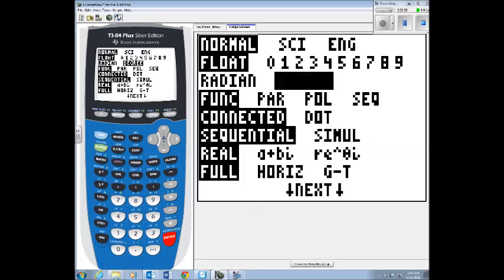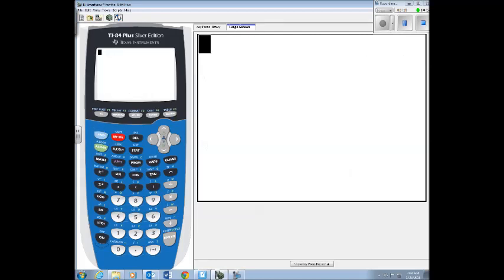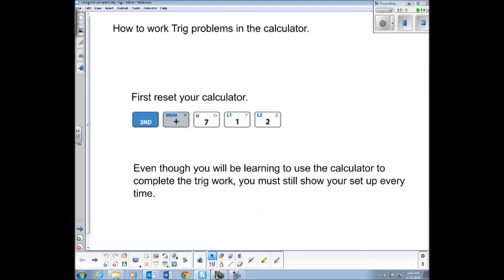As you get into upper level classes, you eventually start using radians, and we'll probably teach you a little bit about radians later on in the year. All right, so second and mode there gets us out of that. And so now we're back into our screen. So now we're going to go and work some of our first problems here. And here's our first one.